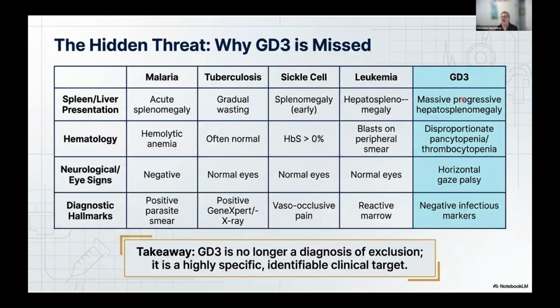But then basically for Gaucher 3 talks about a massive progressive hepatosplenomegaly, disproportionate pancytopenia, thrombocytopenia, horizontal gaze palsy, and negative infectious markers. And the takeaway is that Gaucher disease is no longer a diagnosis of exclusion. It's a highly specific, identifiable clinical target, as long as you actually think about it.